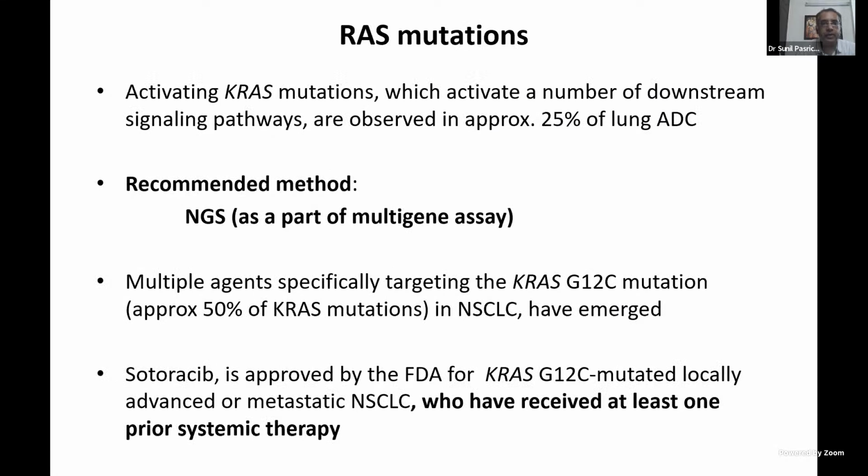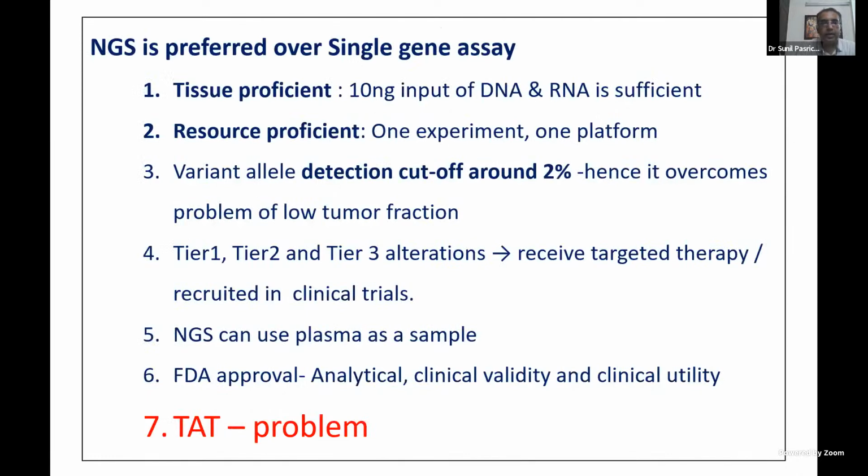And these are the RAS mutations. The activating KRAS mutations, which activate a number of downstream signaling pathways, are observed in 25% of lung adenocarcinoma. The recommended method is NGS. Multiple agents specifically targeting the KRAS G12C mutation in NSCLC have emerged. Sotorasib is approved by the FDA for KRAS G12C mutated locally advanced or metastatic NSCLC in patients who have received at least one prior systemic therapy.